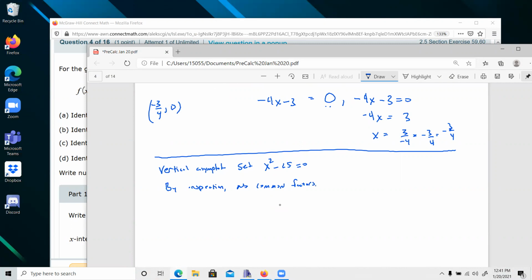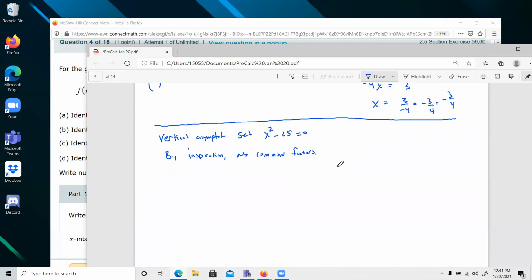You may get a teacher that tells you you can't do that, but most of them will probably be pretty impressed by the whole by inspection business. Okay. So to solve this, that's x minus 5, x plus 5 equals 0. So by zero factor principle, we get x equals 5 or x equals negative 5.